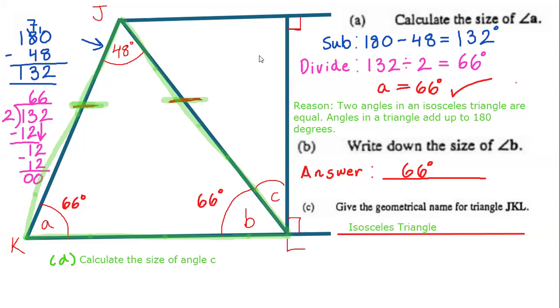Where's Antoine? Yes, sir. What did you get for angle C? I think I get 28 degrees. 28 degrees. CC got 28 just like you, Mayo.